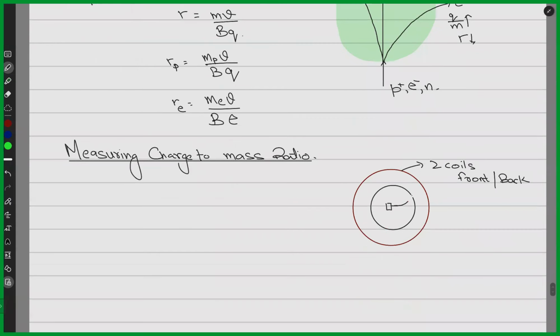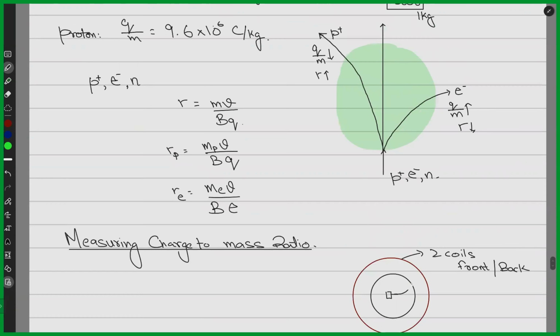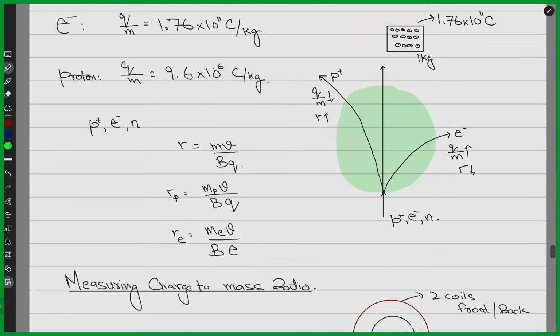Okay, so any questions from the last lecture, where we were more or less discussing the deflection of charged particles in electromagnetic fields? That deflection includes the forces that would be acting on these particles. Any questions from that? No, sir, no questions. Okay.